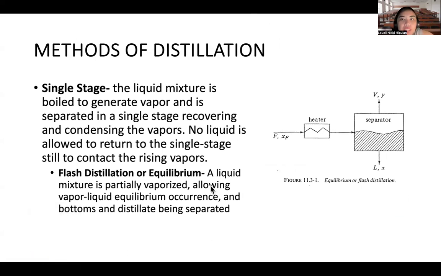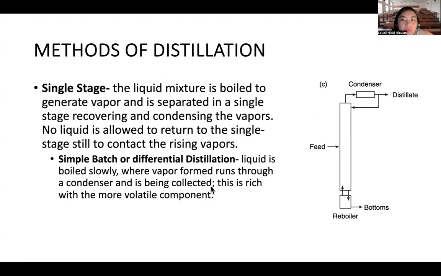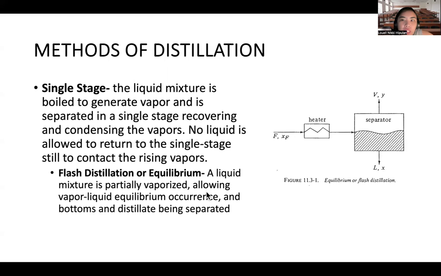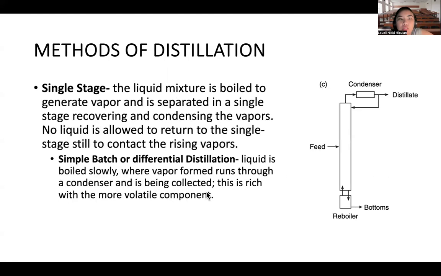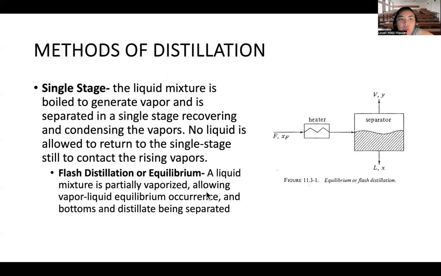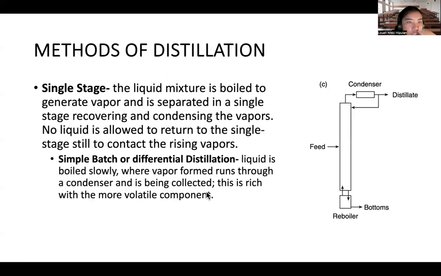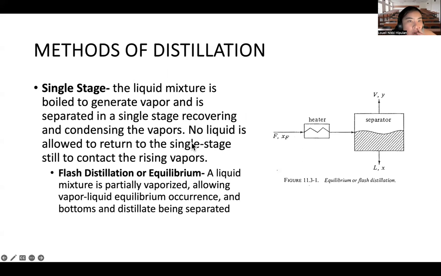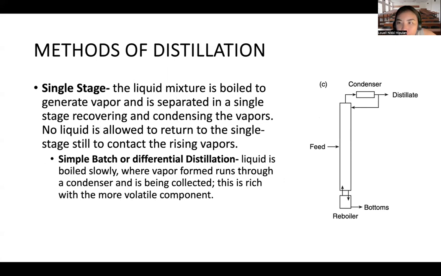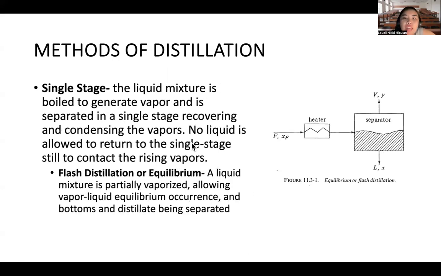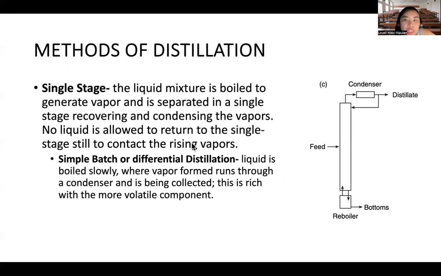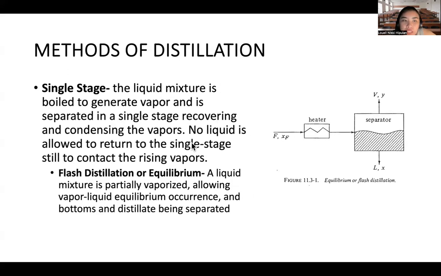we're going to discuss the methods of distillation. You have the single stage distillation, where the liquid mixture is boiled. Simply, it's just boiling. Your liquid is charged to a heated kettle and then boiled slowly, and the vapor is withdrawn as rapidly as it forms into your condenser. So that's the single stage.